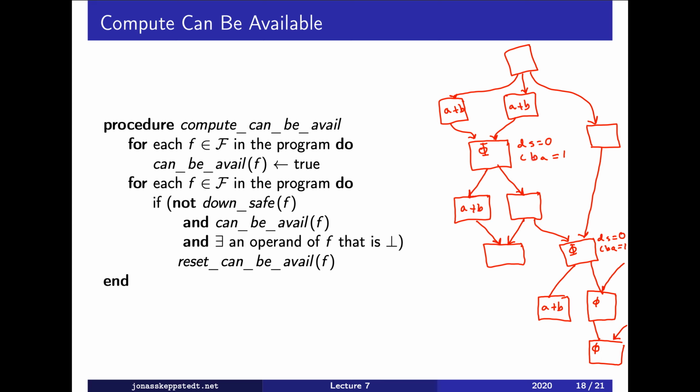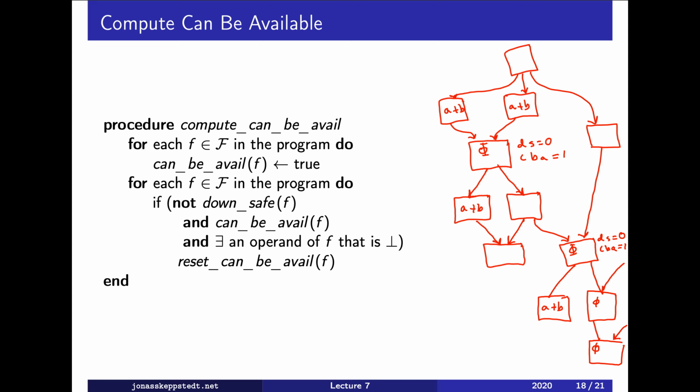And what is the reason that a phi function should have this as false? It is when the phi function is not down safe and it has at least one operand as the bottom, or with the bottom value. So this phi function, it is not down safe, but all operands are defined by real occurrences. So the expression obviously can be available there, and then it can optimize away this expression. But a phi function which is not down safe and has a bottom operand, there we cannot insert the expression to replace the bottom operand. Instead, we will set that phi function to not can be available.